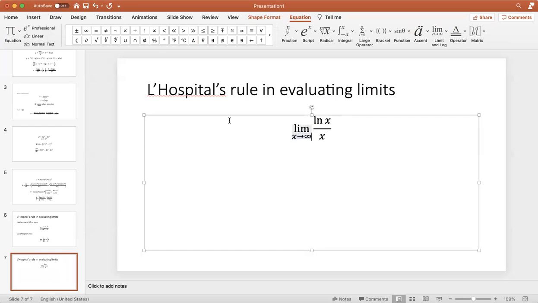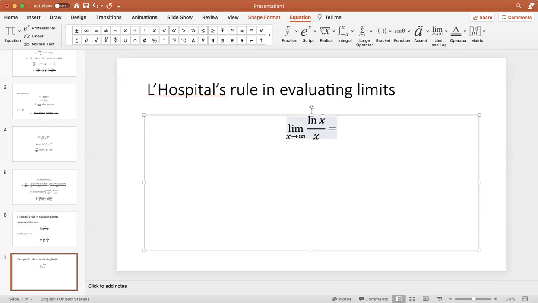So for instance, we have this expression, ln of x over x, right? When we let x approach infinity, both the numerator and the denominator will approach infinity. But of course, it doesn't mean that the function doesn't have any limits. Maybe it's just a matter of manipulating this expression. Of course, we cannot do some further factoring or algebraic manipulation in this case. So we'll just use L'Hopital's rule.